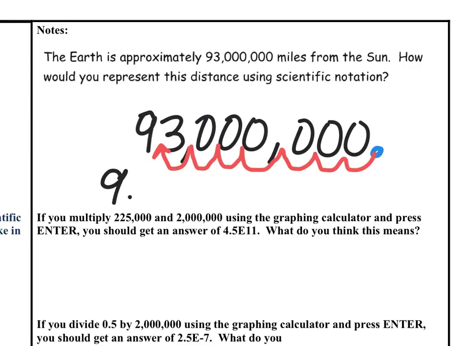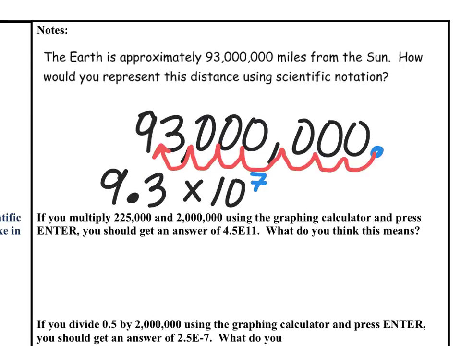So 9.3, that's the significant digits. All the zeros are not significant. They're going to be documented. We put the exponent times 10 to the, count guys, on your own, decide what the exponent should be. What is it? It is 7.